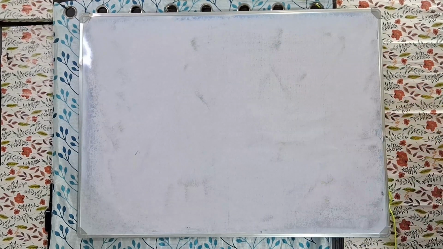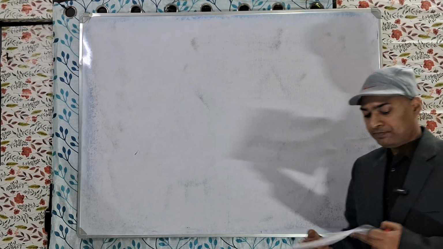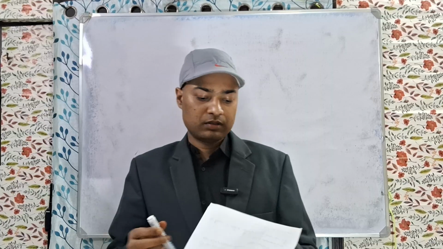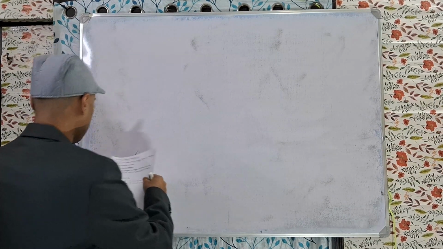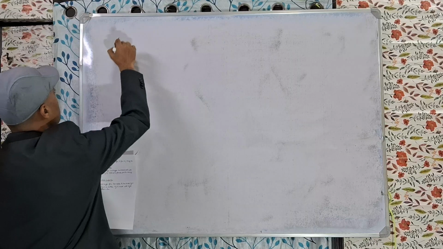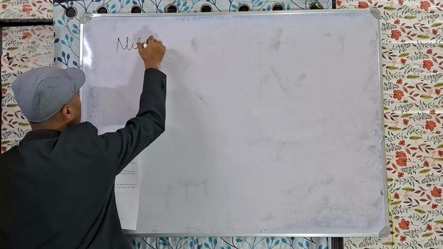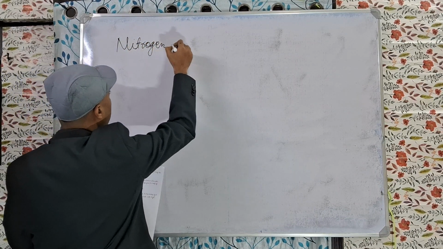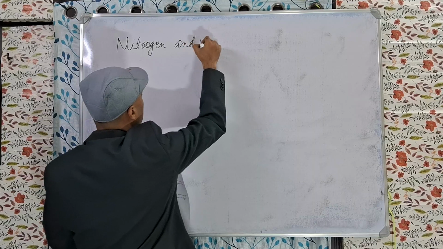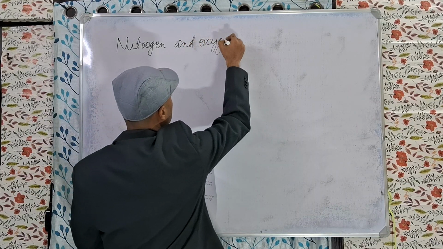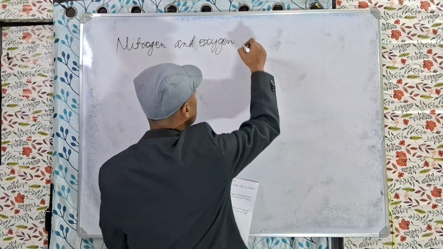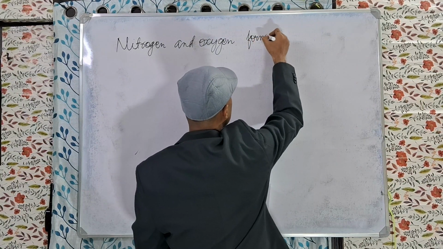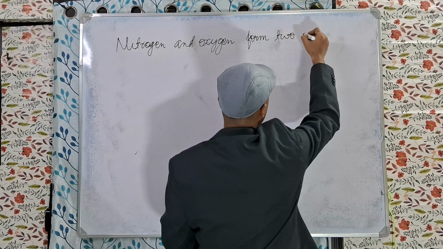Okay, let us do a question. Write down: nitrogen and oxygen form two oxides.